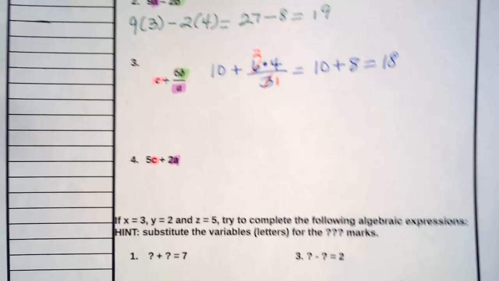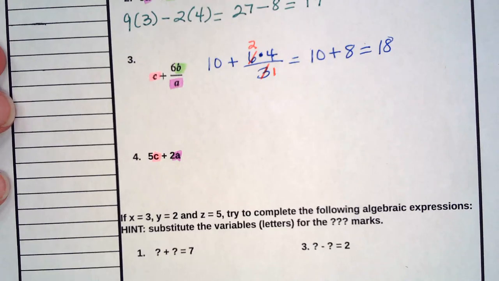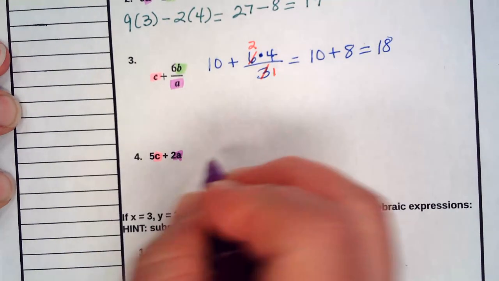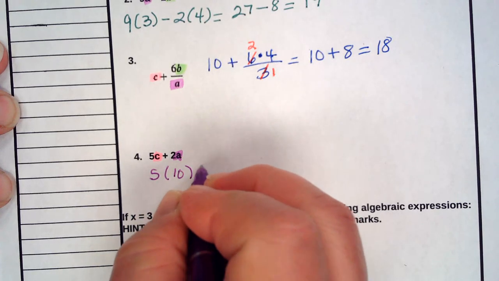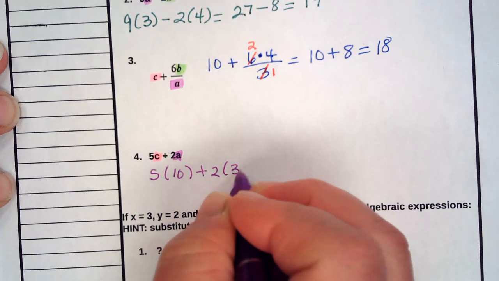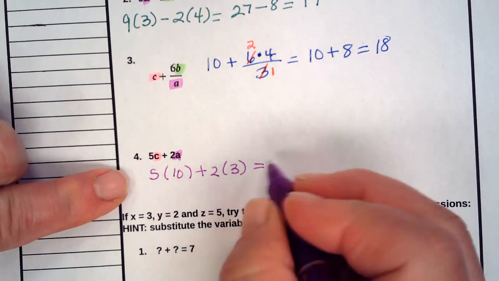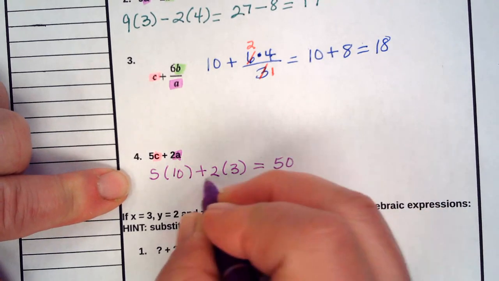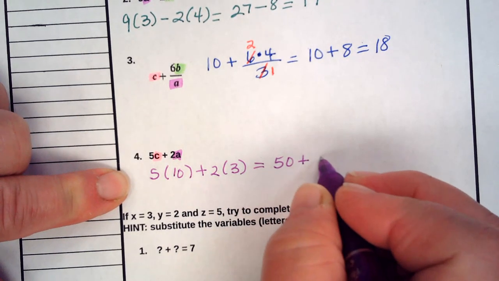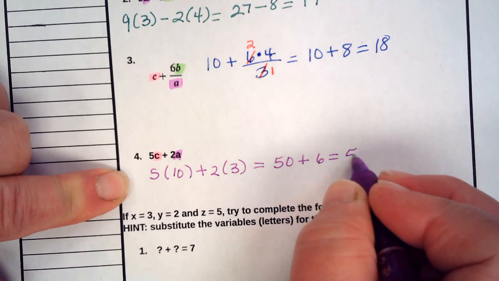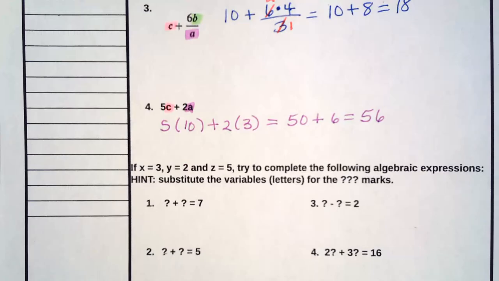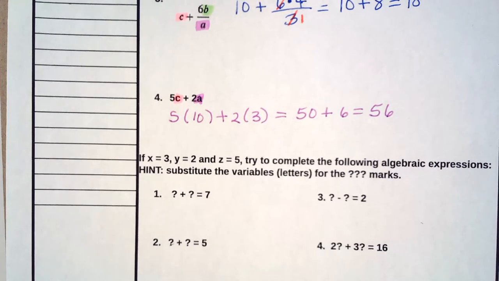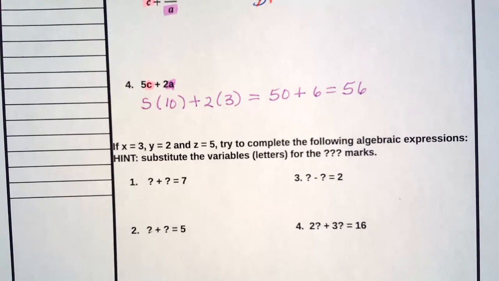Okay, let's use our substitution. 5 times 10 plus 2 times 3. 5 times 10 is 50. 2 times 3 is 6. 50 plus 6 is equal to 56. And we're done. Okay, so those are all pretty straightforward. Now the next ones are going to make you think.